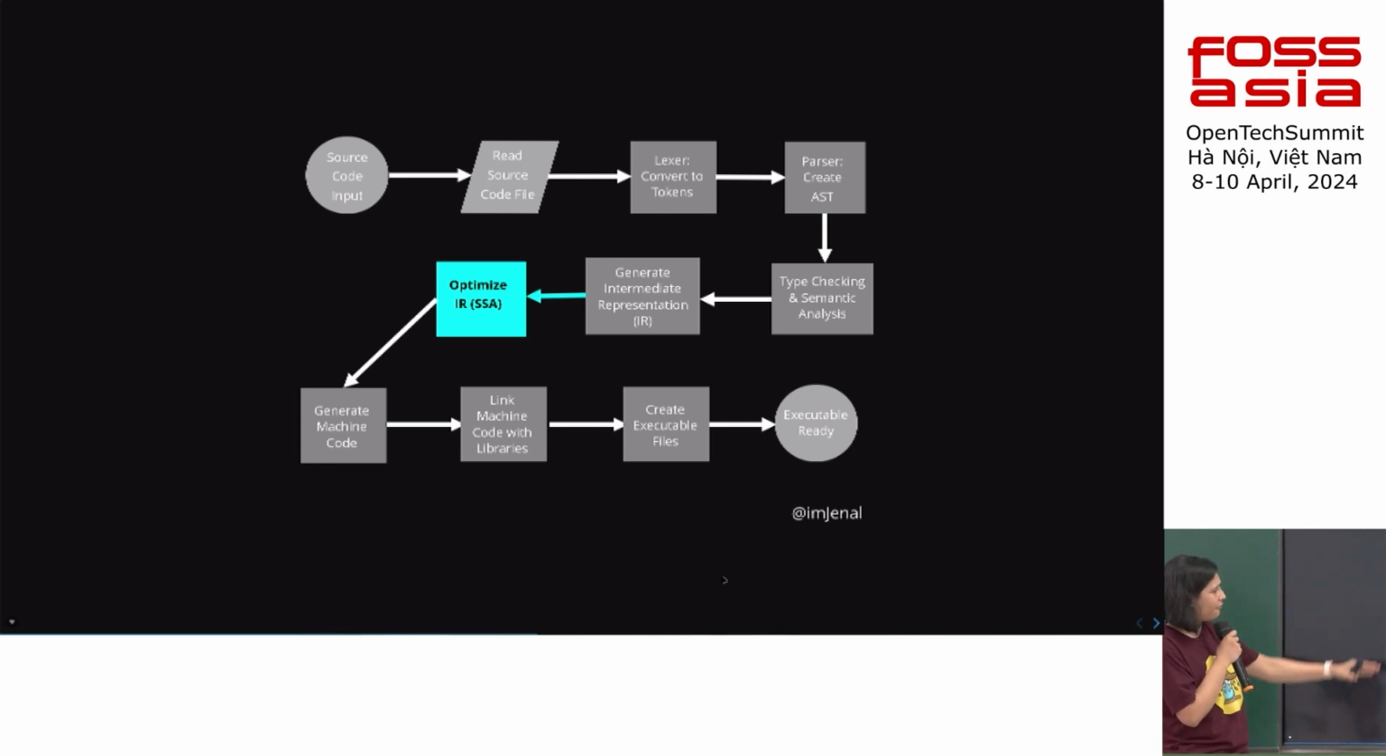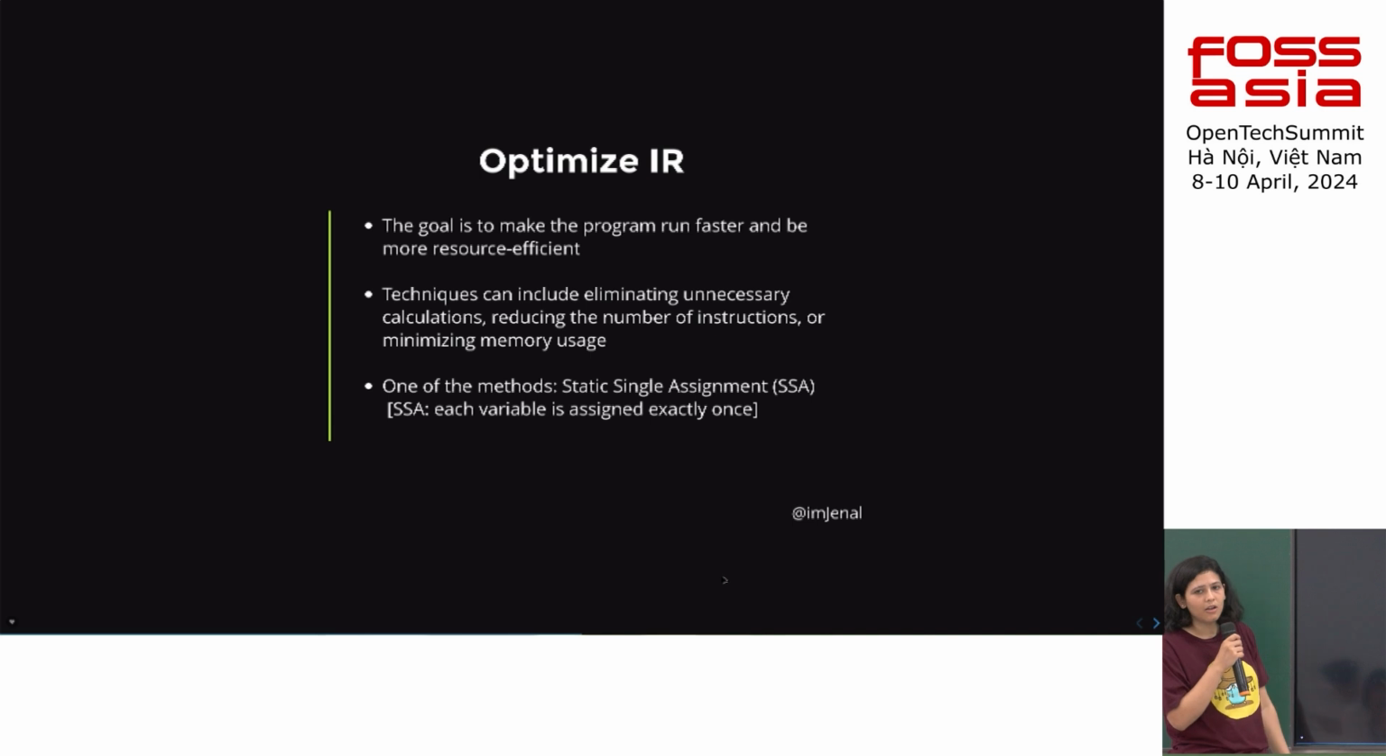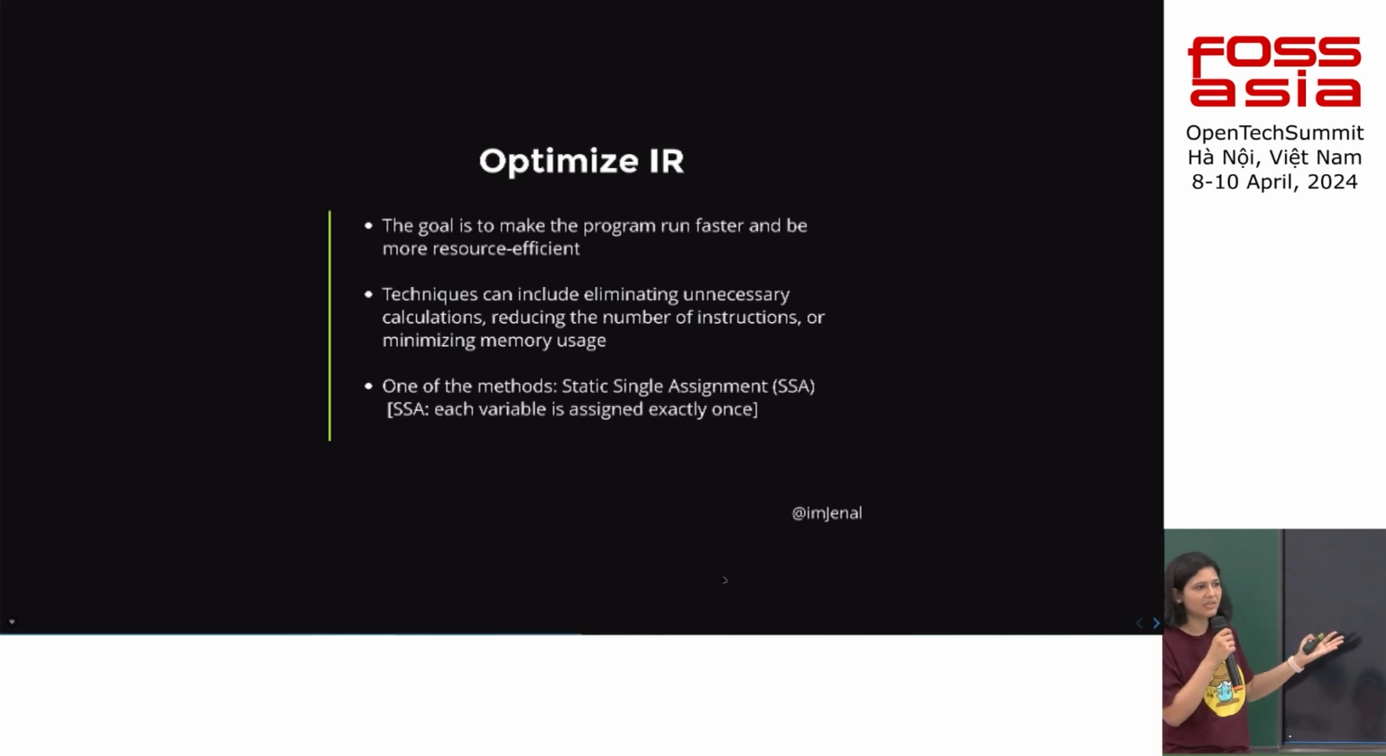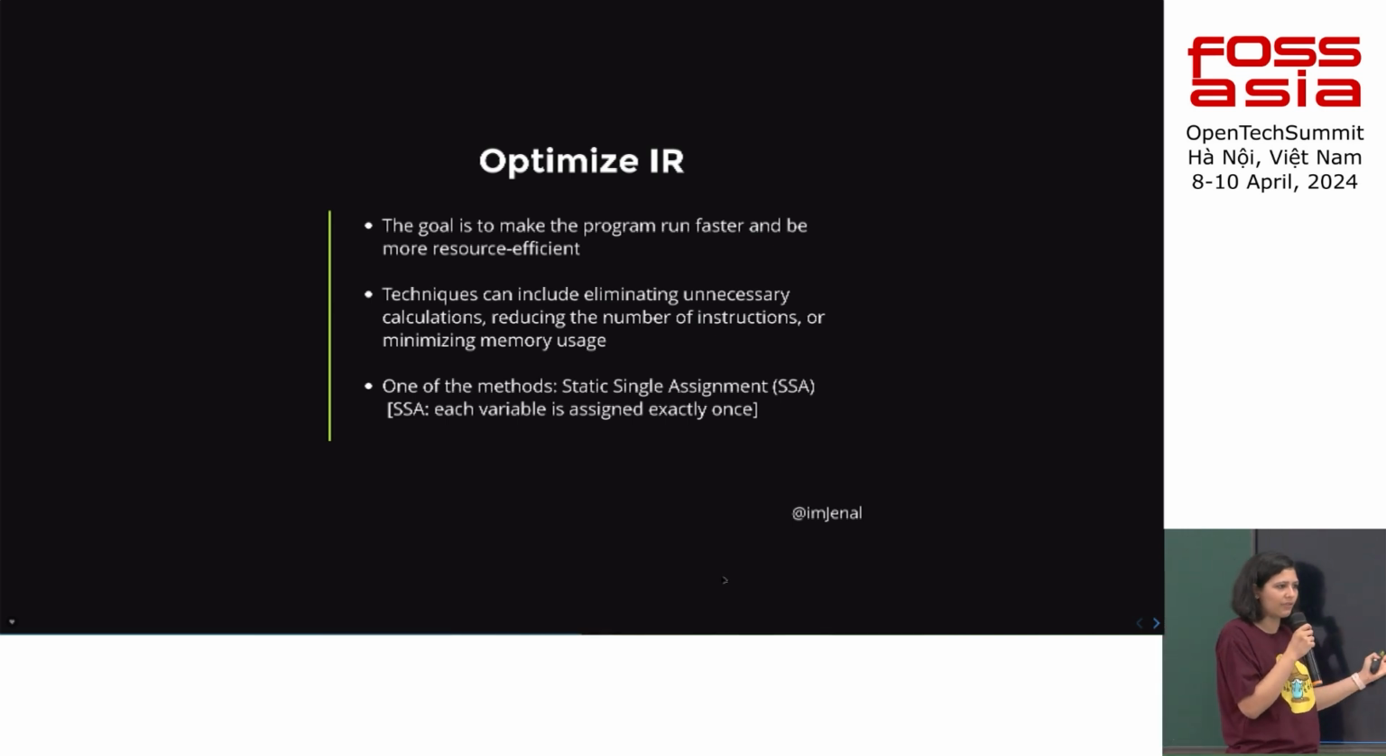At this step, after the IR, intermediate representation, has been generated, the next step is optimization of that IR. At the optimization level, we do it because we want to make the compilation more effortless, efficient, and faster. This step is quite important because there are two ways to do that. One of the methods is SSA, which is basically static single assignment.